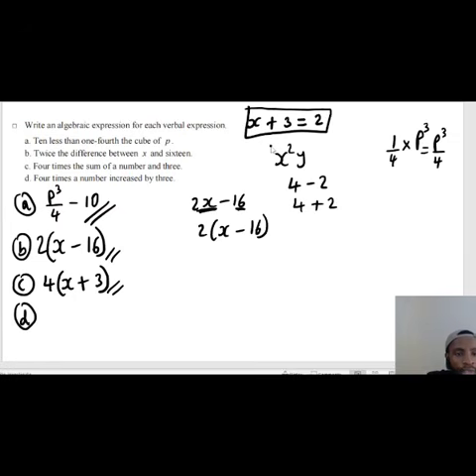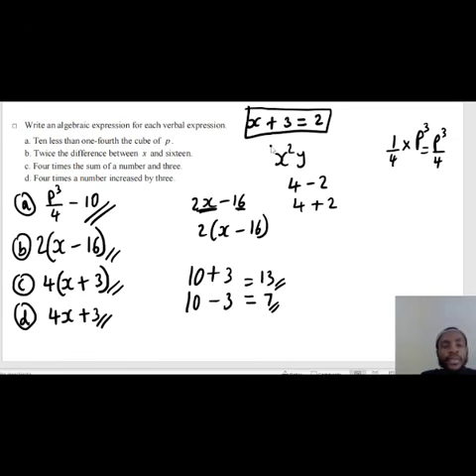We have 4 times a number increased by 3. Very simple. Pick a number x. 4 times x is 4x. But now they said increased by 3, so what do you do? Plus 3. Very simple. Remember, let's say for instance you are 10 years old. Increase your age by 3, so that's plus 3. Reduce your age by 3, minus 3. So this will be 13, and this will be 7. Very, very simple. All right, let's move on.